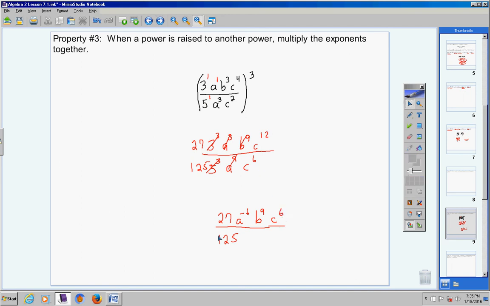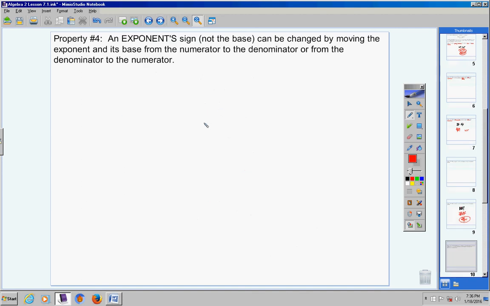Of course, it looks like the fraction's going to fall over. So I guess for cosmetic reasons, we'll move this over here. And there's our answer, okay? Alright, moving on. Don't worry about this negative exponent. We're getting to that in our next property right now, okay? So here we go. Please copy this down. Pause the video if you need to.